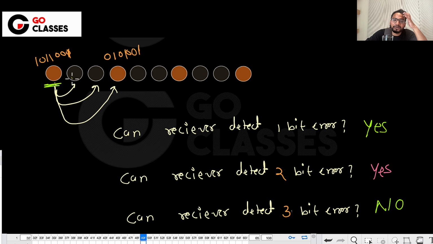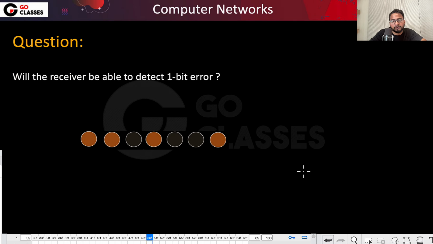Okay, it can detect a 1-bit error, because after a 1-bit flip you will be getting invalid, then invalid. After 3 bits of flip you will be getting valid. So the receiver will not be able to detect a 3-bit error. Okay, now let's understand more examples.